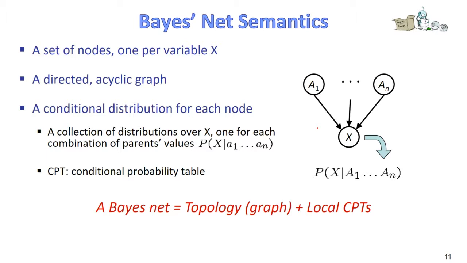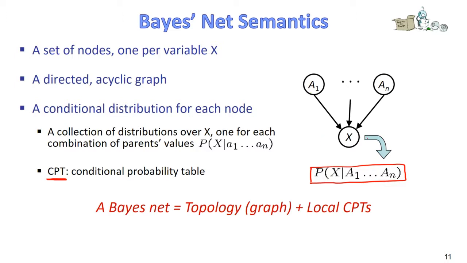Each node encodes, or has, a table called a conditional probability table. This table represents the conditional probability of that variable given its parent variables. So here we have X. X has n parents, A1, A2, up to An. So the table associated with this node is the conditional distribution of X given A1, A2, up to An. We call it the conditional probability table, or CPT. So each node here has a CPT.